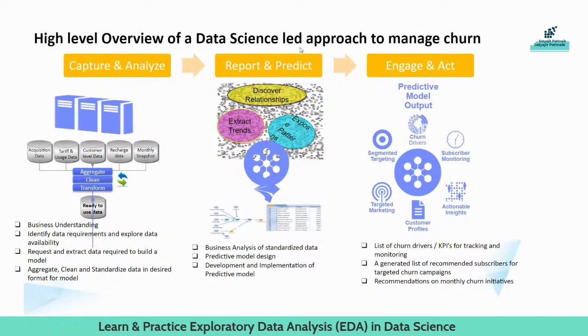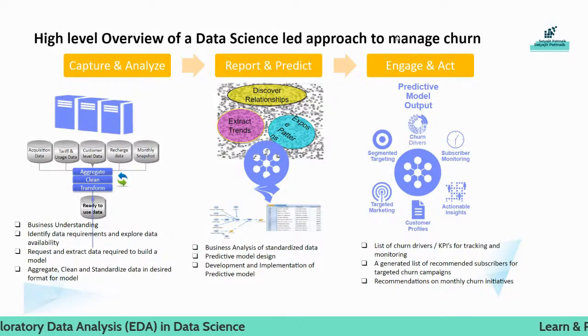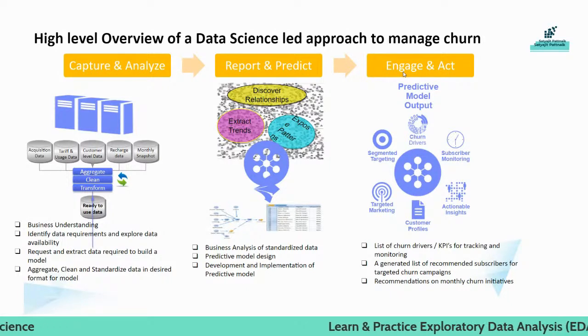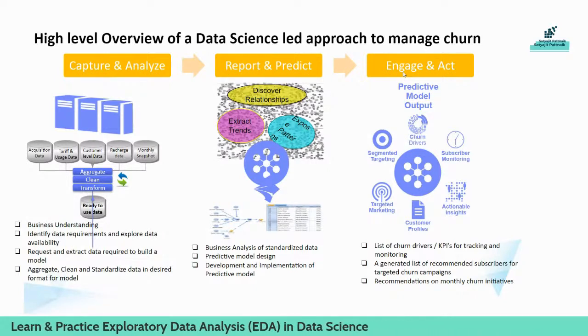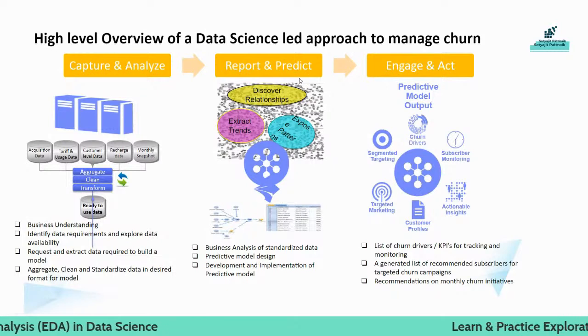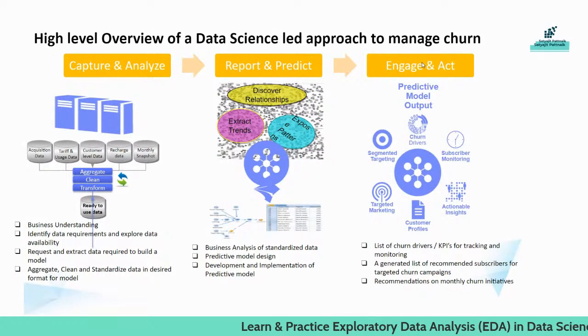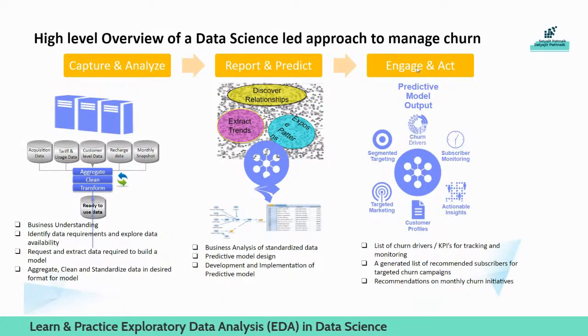High level overview of a data science led approach to manage churn. Many people are really not aware of this particular phase. People, especially who are picking Kaggle data sets and trying to create a model which can predict the customers, are just restricted to the first part and the second part. Third part, I'm really doubtful. I don't know anybody who knows about it. But people who have actual hands-on experience working on industry level problems will understand what exactly it is.